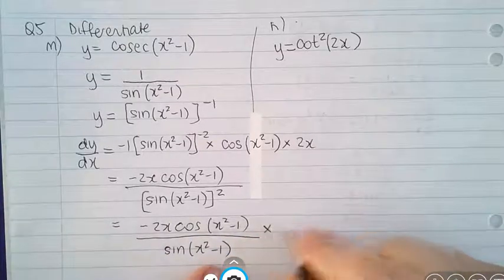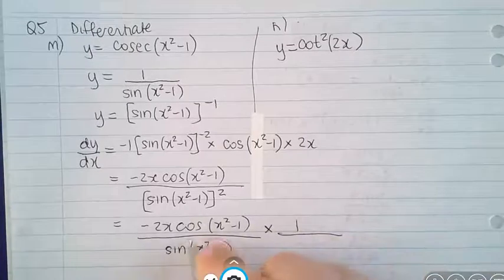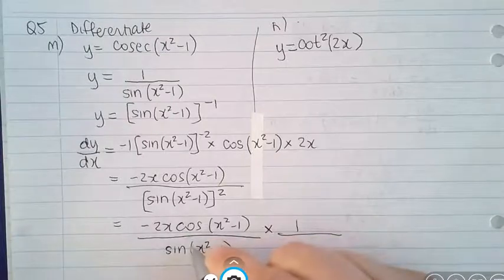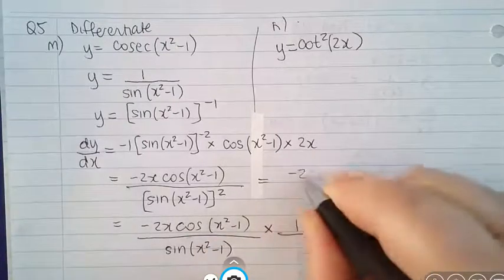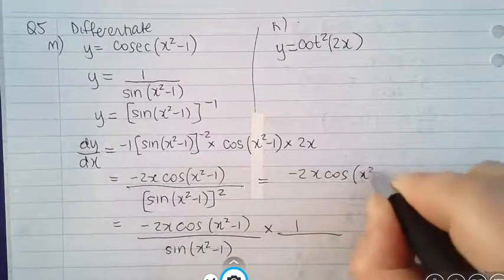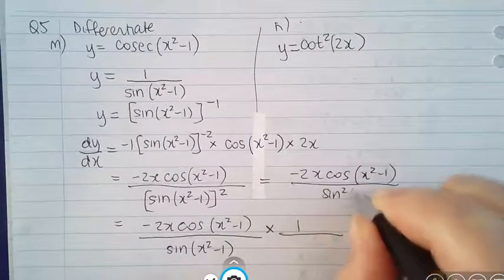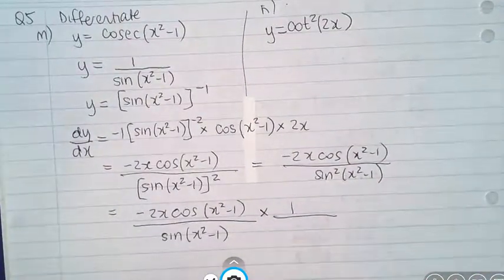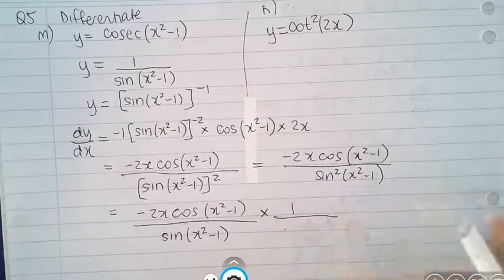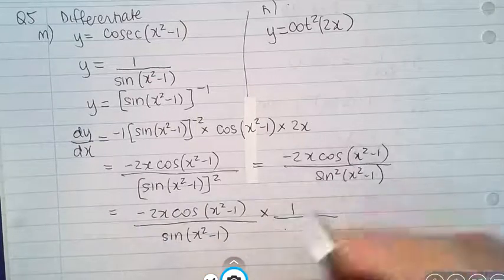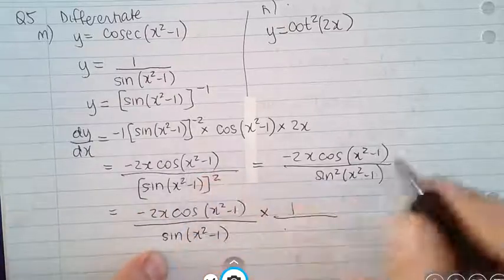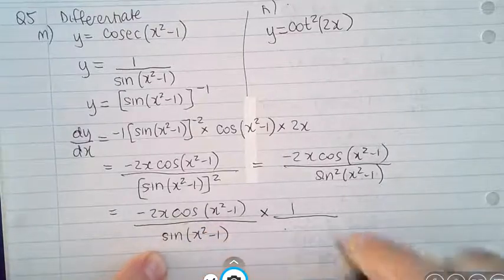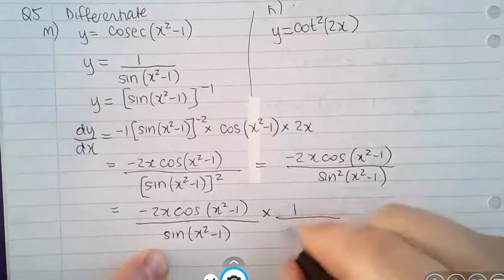And I could just put the squared there if I want, but if they want it further simplified, I'll write that here: -2x cos of x squared minus 1 over sine squared of x squared minus 1. Now I'm going to simplify it. What do I need to write here? 1 over. So that and this are the same. Because I've got cos over sine squared, I can further simplify that. What do I do? Cos on sine. What do I write here? I've still got one more of them.